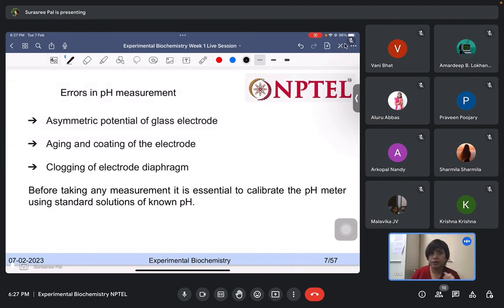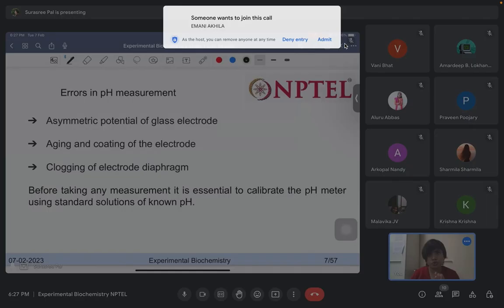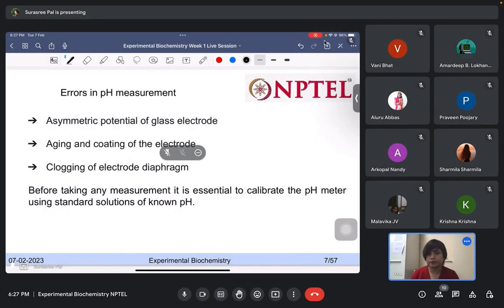So what do we need to do to make sure these do not happen? We should rinse the electrode properly, we should store it in the proper solution. So usually glass electrodes, pH electrodes, are stored in 3 molar or 4 molar potassium chloride solution. So we should properly dip the bulb of the glass electrode in the solution while storing it, and we should always rinse it properly, wipe it with dry tissue paper, and make sure that there is not any layer of solution around that glass electrode.